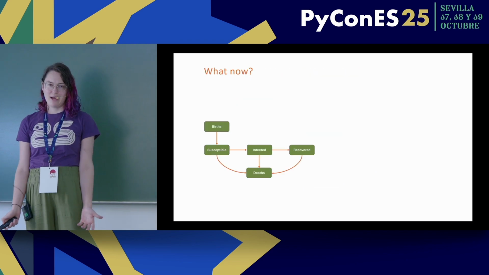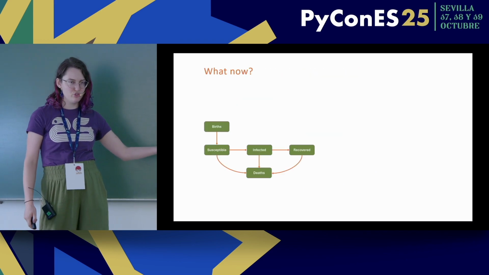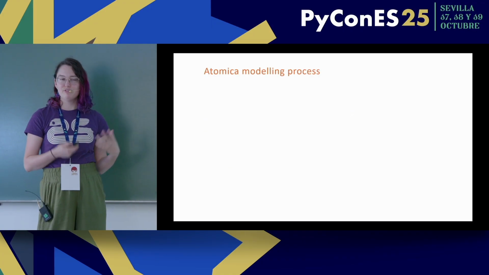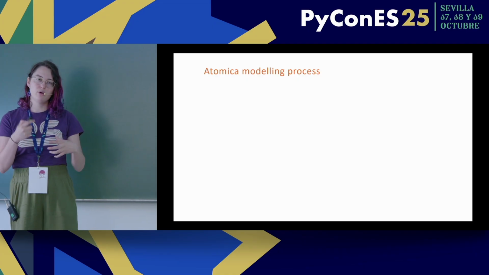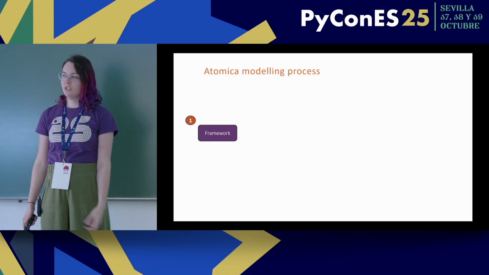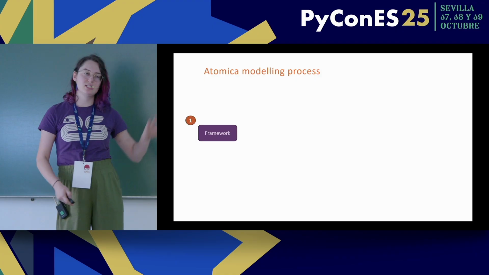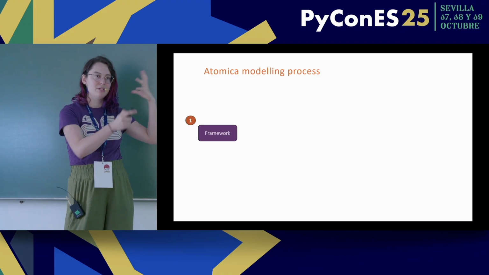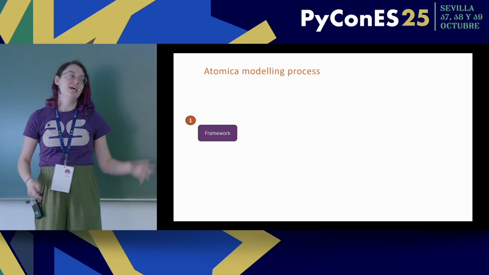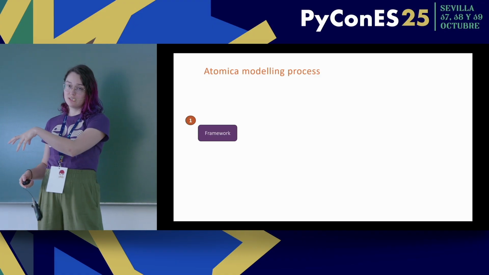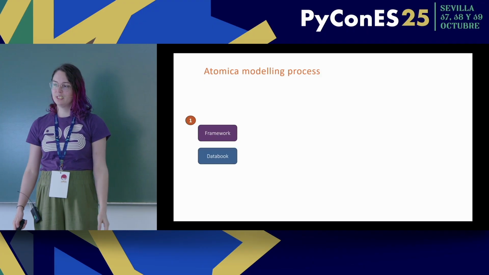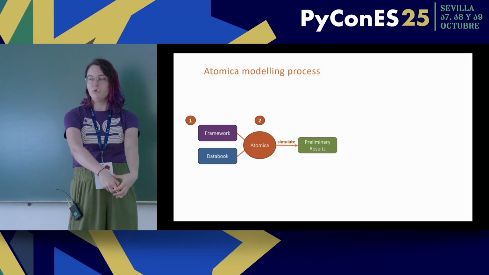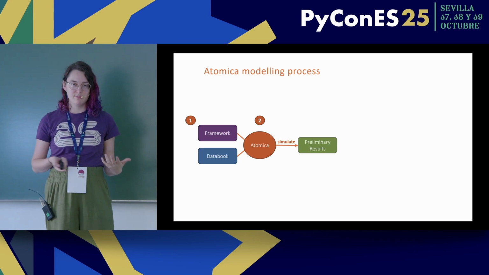So, okay, what now? How do we go from this conceptual flowchart to having an actual simulation? Well, first I'm going to walk you through the Atomica modeling process, step by step. So firstly, we have the framework, which is the graphical dynamics of the disease that I've just showed you, and we translate that into an Excel spreadsheet so that Python can read it more easily. And then we have a data book where we input all of our data. We input all of that into Atomica, and we run a simulation.